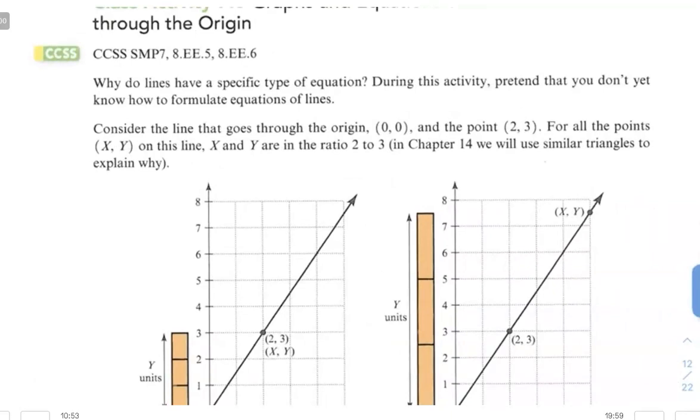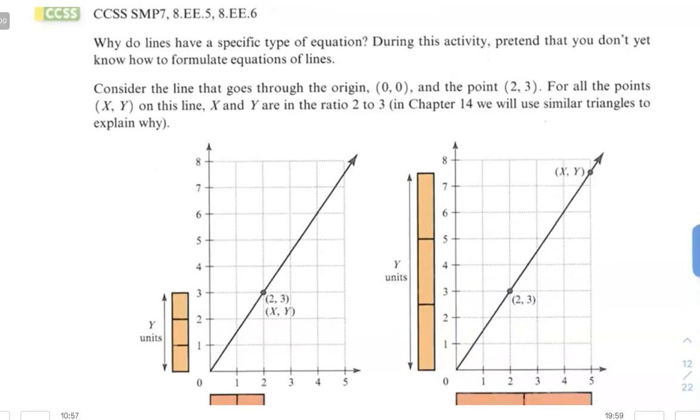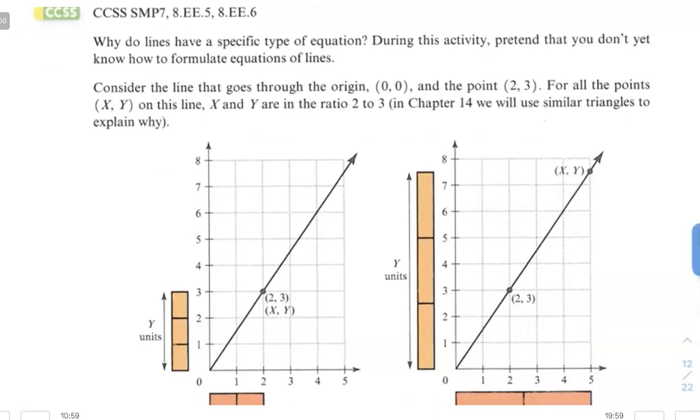Why do lines have a specific type of equation? During this activity, pretend that you don't yet know how to formulate equations of lines. Consider the line that goes through the origin 0, 0, just like our ramps did, and the point 2, 3. For all the points x, y on this line, x and y are in the ratio 2 to 3.